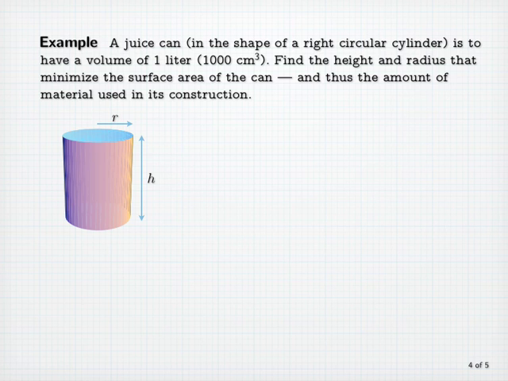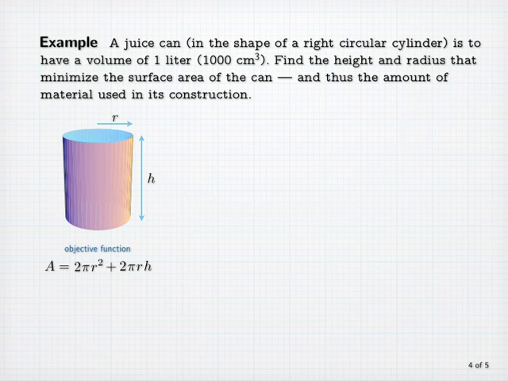Here's a picture of a typical right circular cylinder. We've labeled the radius r and the height h. We want to minimize the surface area, so our objective function is the surface area. The top and the bottom sides of the can each have area pi r squared, so together they give us 2 pi r squared. The vertical surface of the can has area equal to the circumference of the rim, 2 pi r, times the height h. So our area is 2 pi r squared plus 2 pi r h.